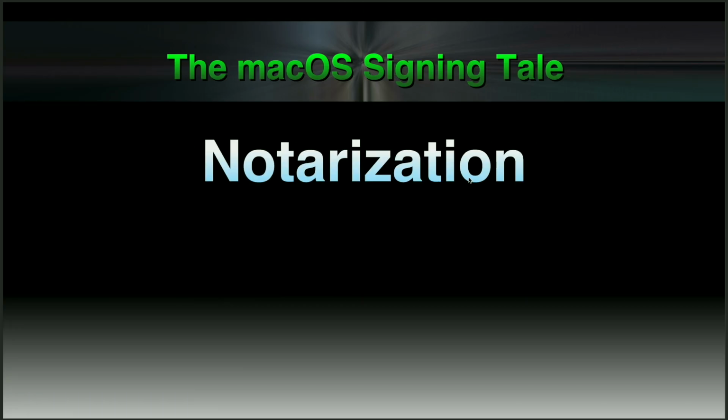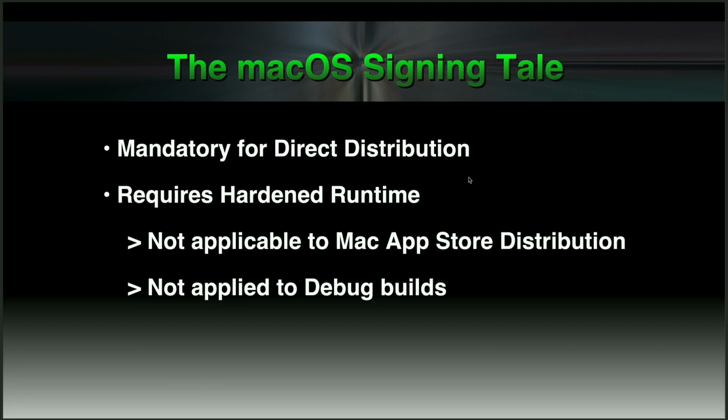What about notarization? It is mandatory for direct distribution, because if not, Gatekeeper will complain and will not let your users execute the app. It requires hardened runtime, and from the IDE perspective, we don't apply that when you are debugging, just because if you enable hardened runtime, we cannot attach the debugger to it.